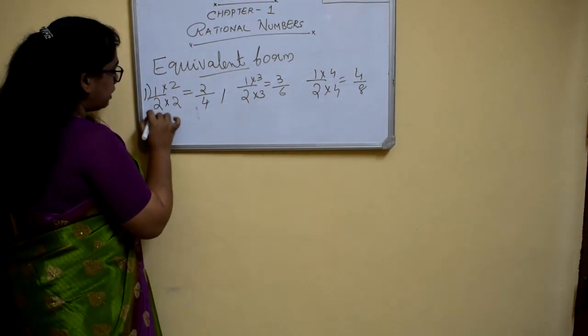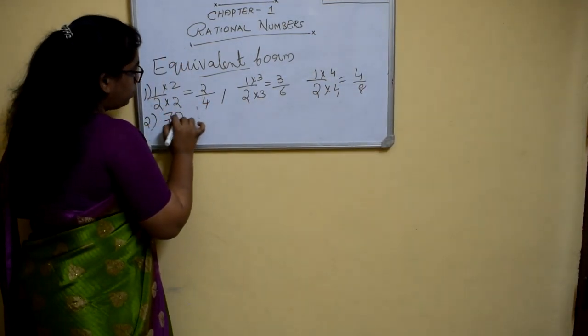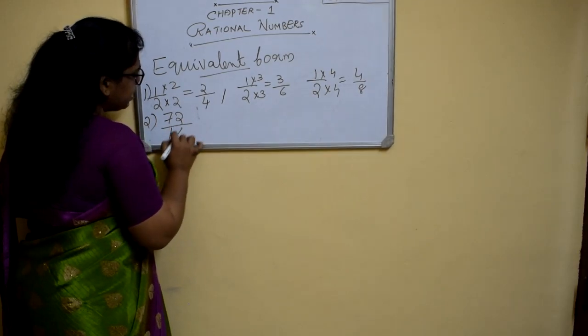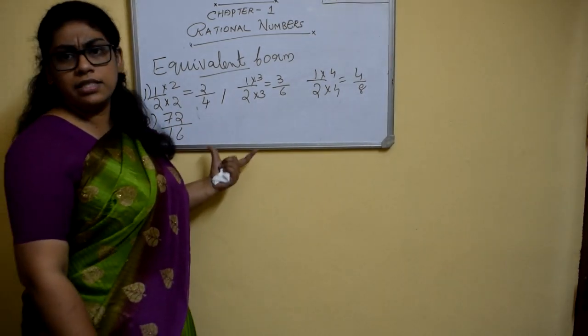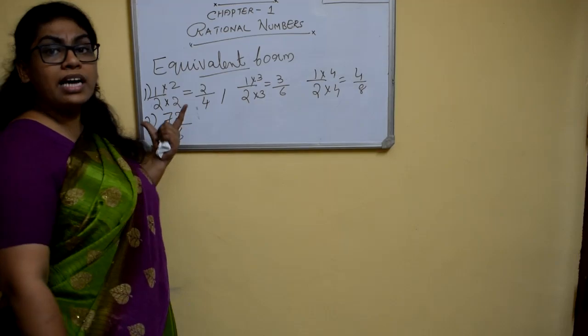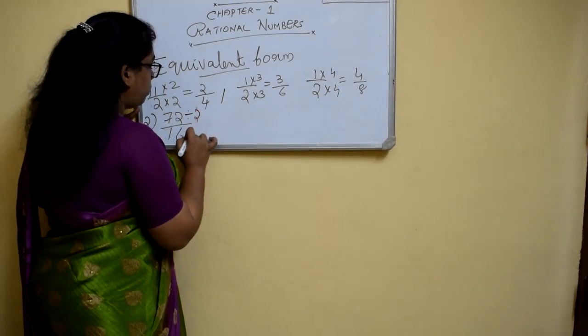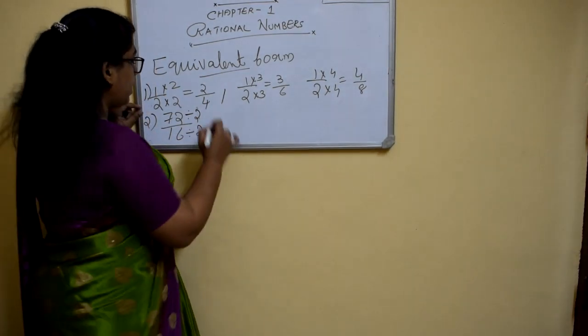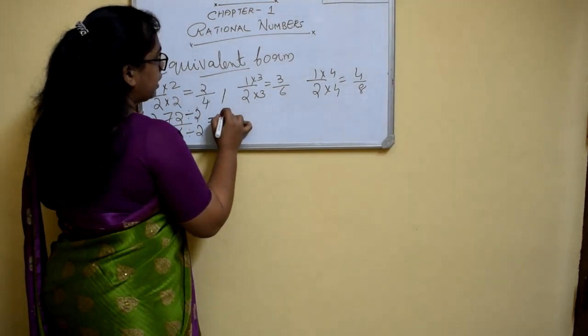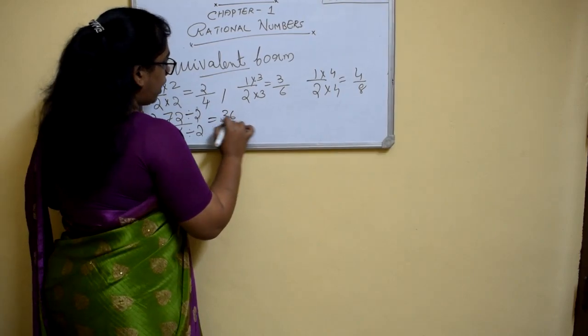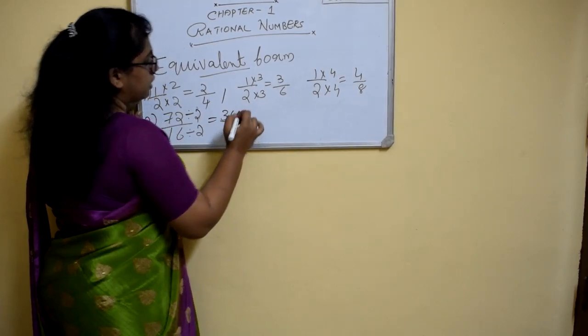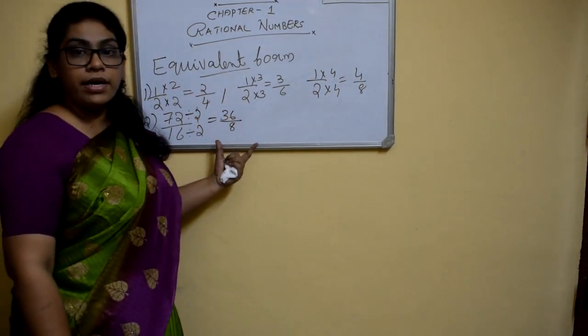Next, another method. Take 72 by 16. This is a large number. Here both are even numbers, so we can divide both numbers by 2. What will we get? 36 by 8.